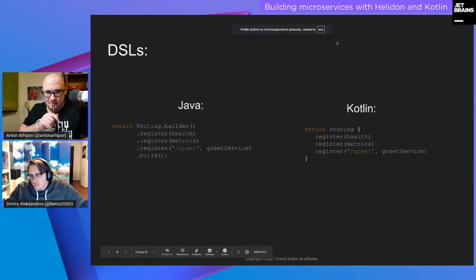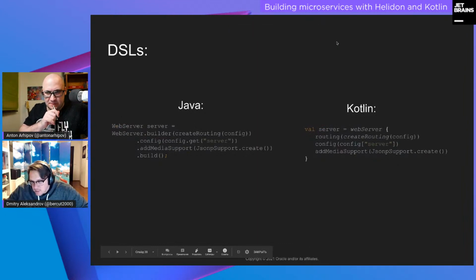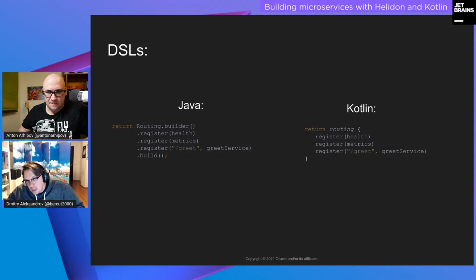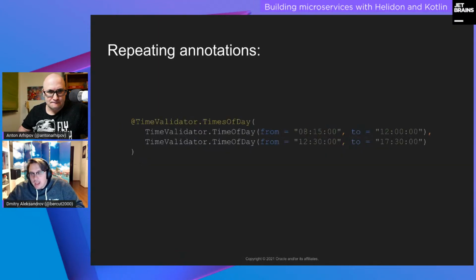So as I say, web server is done like this. Routing is done like this, as I demonstrated to you. Another thing, which actually was a problem when exploring it, is the repeating annotations. In our code, for example, we have time of the day, if you want to make a scheduler for that. So we just add several times of the day, add time of the day, add time of the day. But it doesn't work in Kotlin right now.